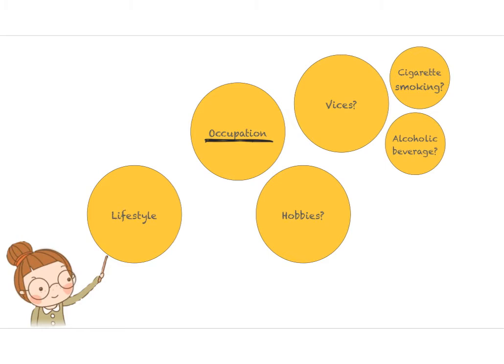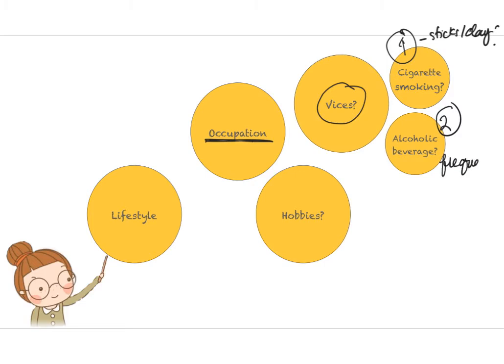What else? The vices of the patient. What are these vices? Cigarette smoking is one, and then alcoholic beverage drinking. For cigarette smoking, you'd ask how many sticks per day. For alcoholic beverage drinking, you ask the frequency ng pag-inom ng patient. So, how often does the patient drink alcohol?